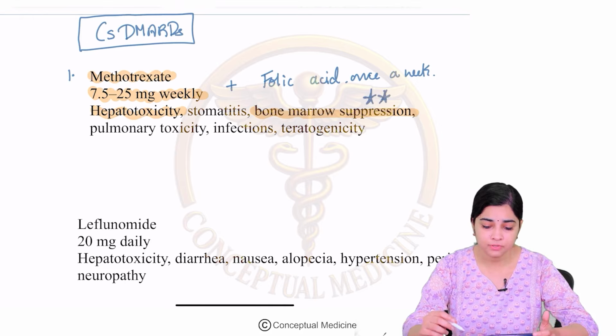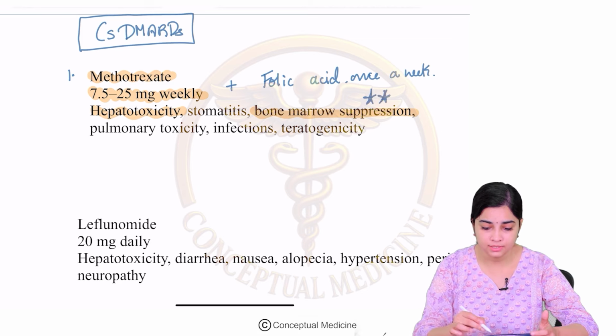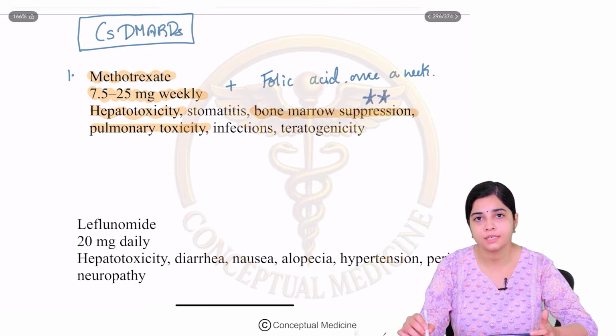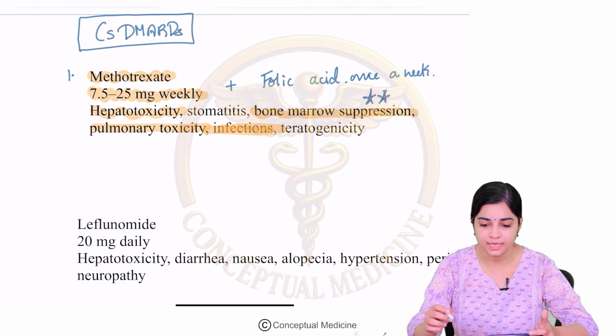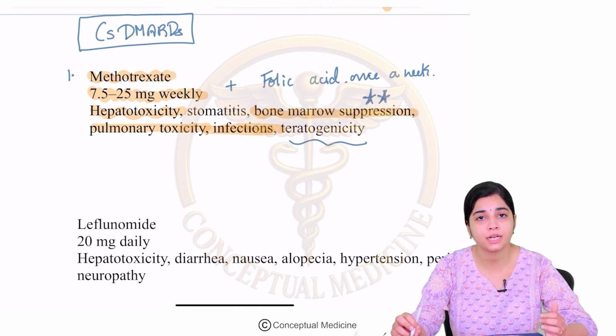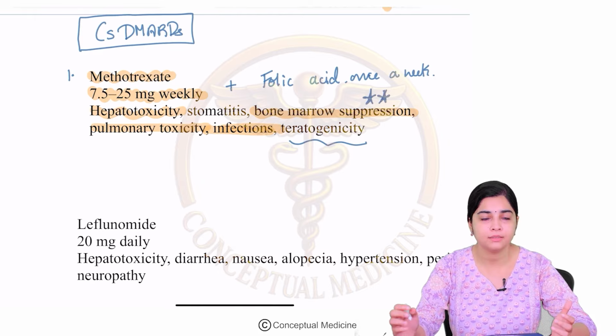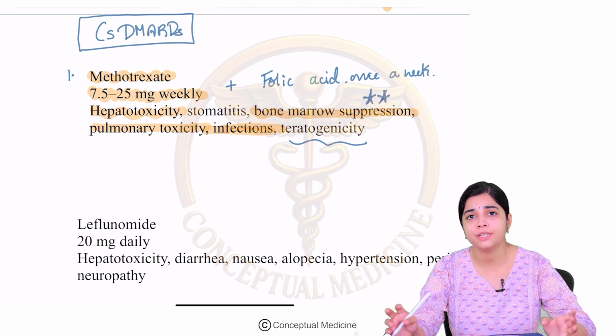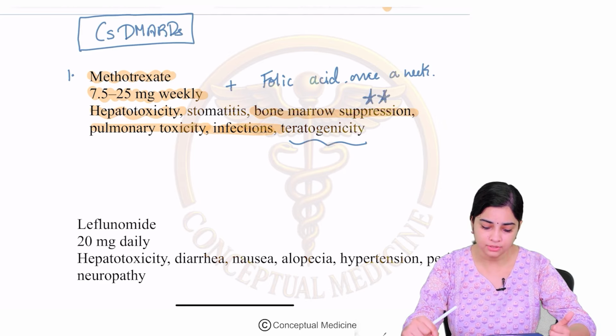Okay, some form of idiosyncratic pulmonary toxicity has also been described, right? And because these are DMARDs, there is an increased risk of infections as well. And always remember that Methotrexate is a teratogenic drug, so you do not prescribe that in pregnant patients. So the first drug, and a very, very effective drug, has been Methotrexate.